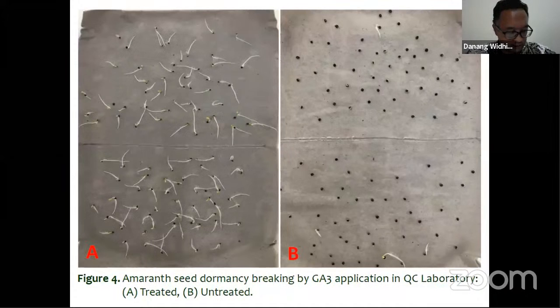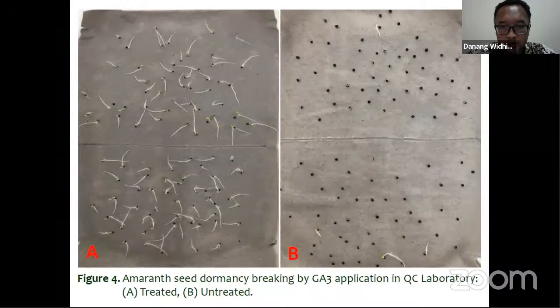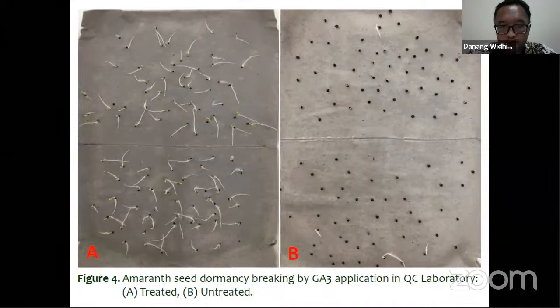Kemudian ini adalah beberapa percobaan yang dilakukan untuk pemecahan dormansi juga. Ini adalah percobaan yang dilakukan untuk memecah dormansi benih bayam. Jadi diperlakukan dengan giberellin, dan terlihat ada bedanya. Perendamannya dilakukan selama 1 malam, dan terlihat bahwa ada pengaruh yang signifikan antara yang diperlakukan dan tidak diperlakukan.